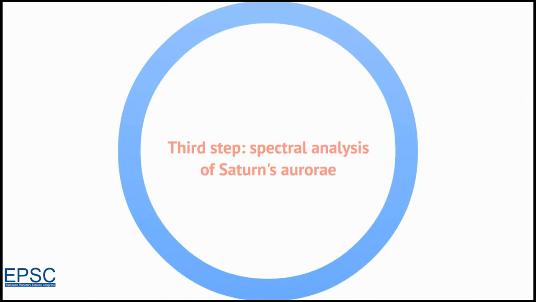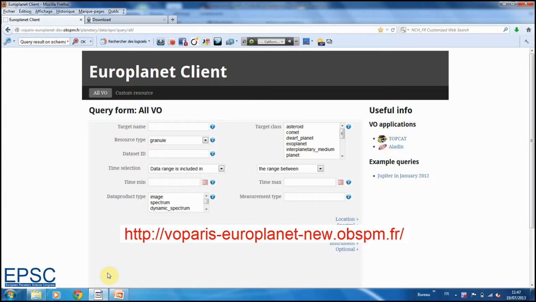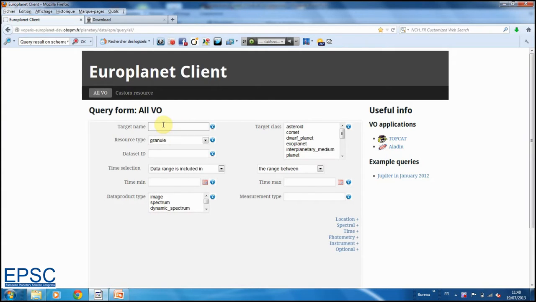Now we'll look for HST spectral images of Saturn's aurora, and we'll try to perform spectral analysis using VO tools. A spectral image has the wavelengths on the x-axis and the vertical direction on the y. To begin that exercise, we query the Europlanet client. The query options are as follows. The target name is Saturn, and the data type is spectrum. The same query is sent to all services.